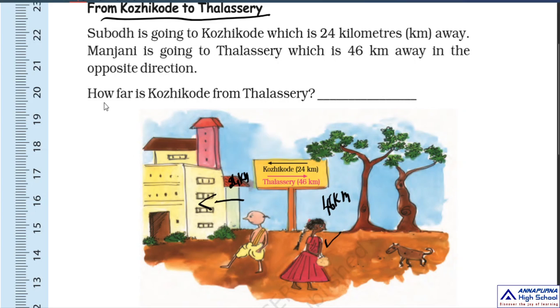So what is this question? Both are in opposite directions. This is Thalassery in this direction, Kozhikode is in this direction. How far is Kozhikode from Thalassery?